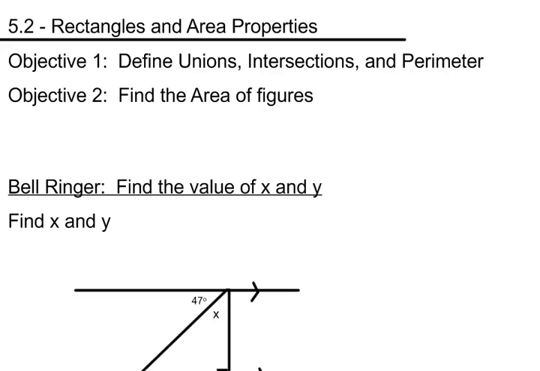Hi, welcome to sections 5.2, rectangles and area properties. So our first objective is define unions, intersections, and perimeter, and then find the area of figures.